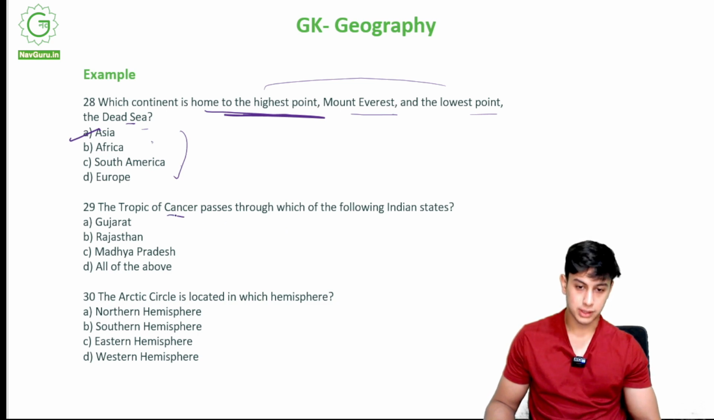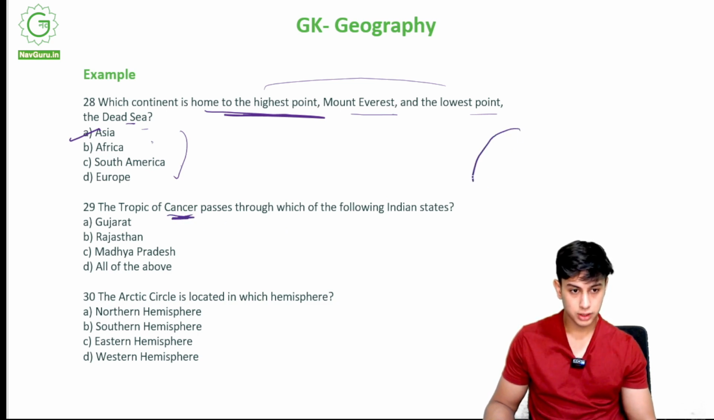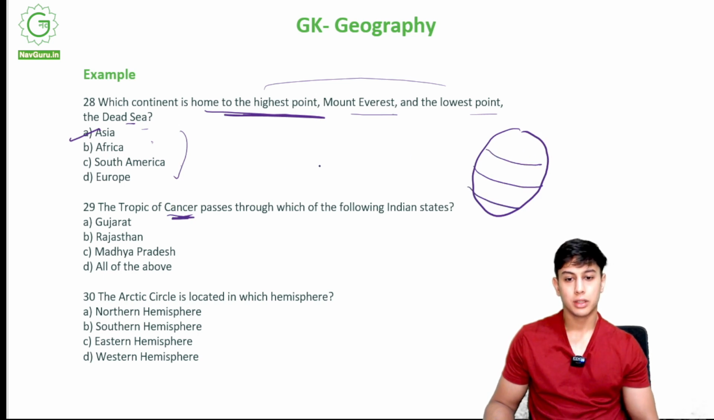The Tropic of Cancer. So Earth is divided into the equator, Tropic of Cancer, Tropic of Capricorn, right? Now, the Tropic of Cancer passes through which of the following Indian states? Okay, is it Gujarat? This is the Tropic of Cancer.